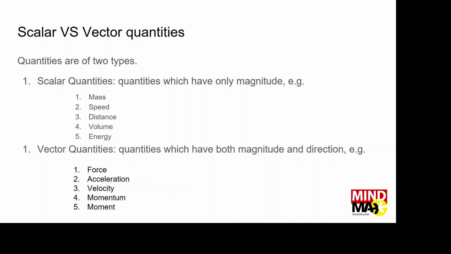Scalar quantities are those which have only magnitude. What does magnitude mean? Magnitude means size. So these quantities include mass, speed, distance, volume, energy.